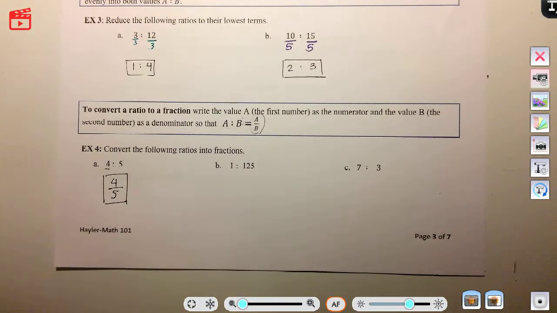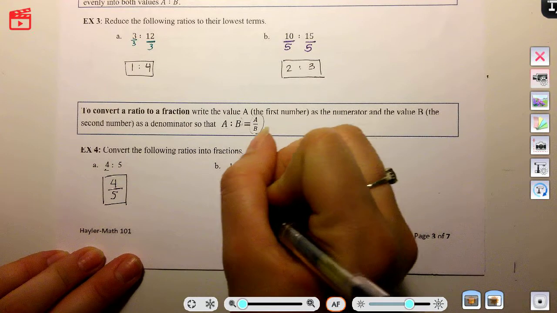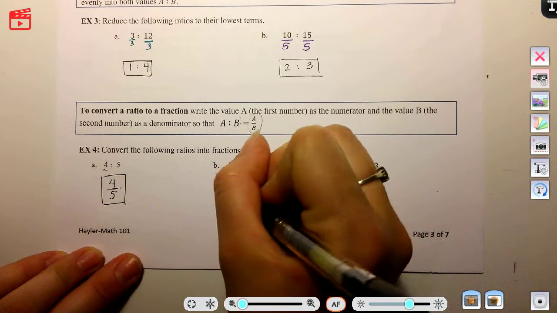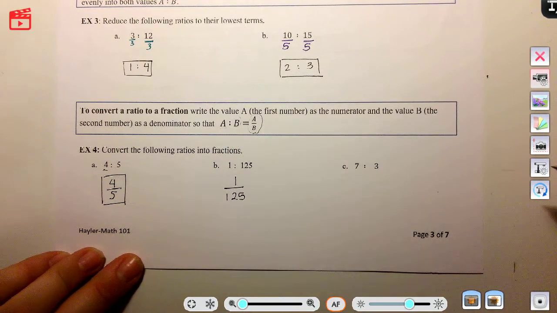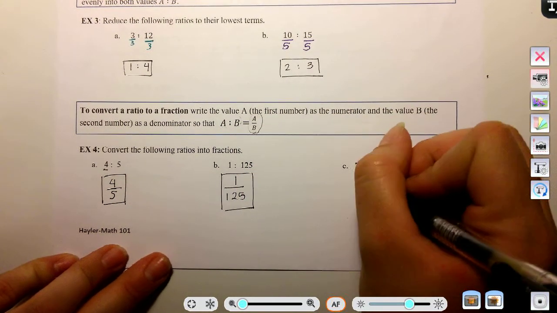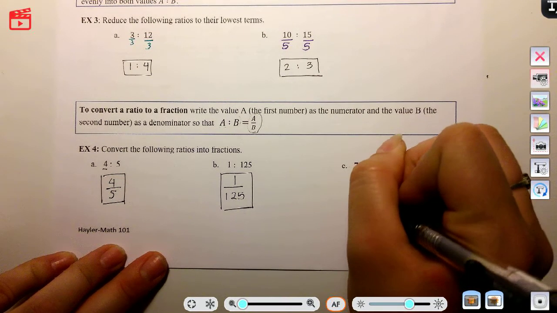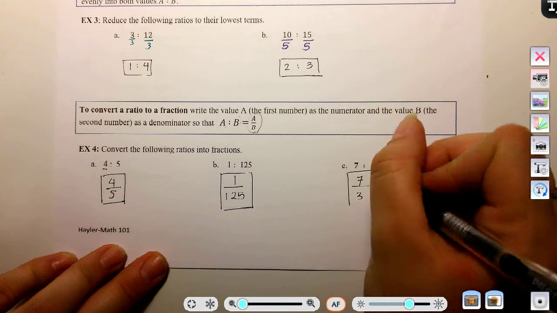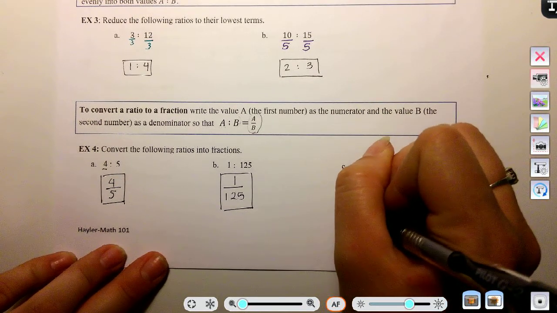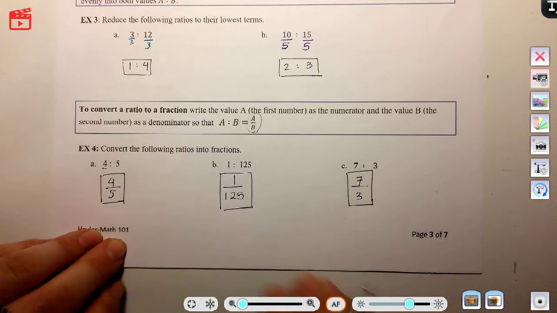Okay, go ahead and try b by yourself. All right, the first number is my numerator, and the second number is my denominator, which is 125. And c. So the first number will be my numerator, 7, and the second number will be my denominator, 3. And we were just told to write it as a fraction, not what type of fraction, so we'll just go ahead and leave it as 7 over 3 as an improper fraction.